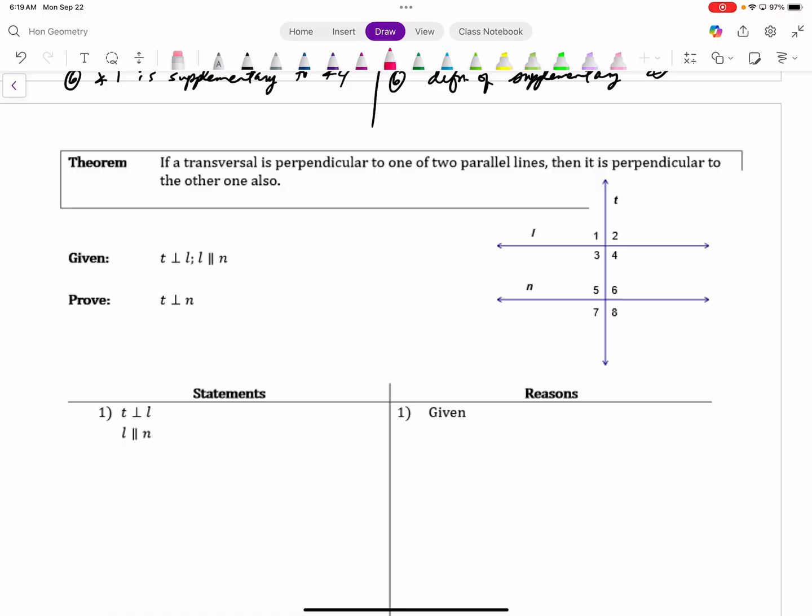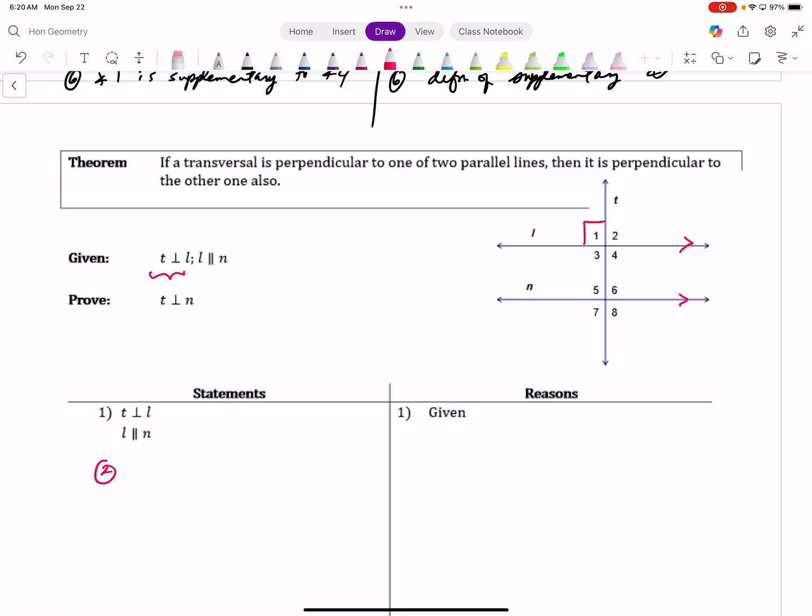Anyway, so next one. If a transversal is perpendicular to one of two parallel lines, then it's perpendicular to the other one. Okay, so if a transversal, shown in the diagram, T is my transversal, is perpendicular to one of two parallel lines. So they're telling me that T is perpendicular to one of them, and they picked L, and that L is parallel to N. So that's all given from the hypothesis. Those are my givens. What we're trying to prove is that the transversal T is perpendicular to N as well. Okay, so let's just start with this.